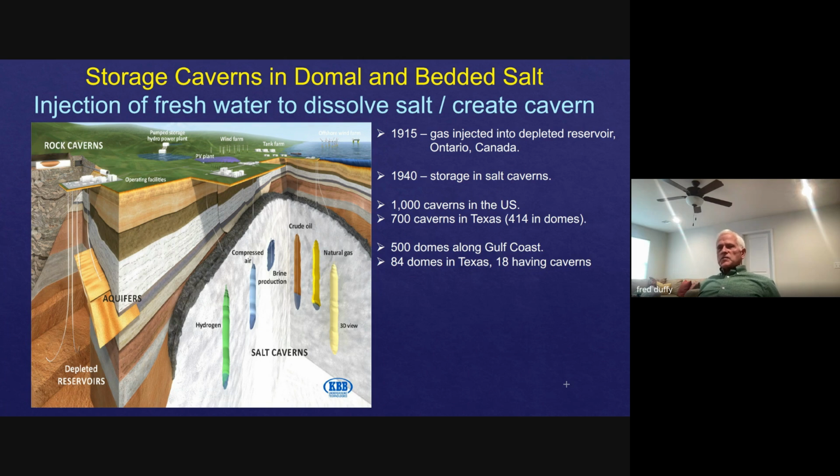And of those 84 domes in Texas, 18 have caverns, and once again, those 18 separate salt domes have a total of 414 caverns. Looking at the slide, these caverns can temporarily hold or store hydrogen, compressed air, brine, crude oil, and natural gas. And there's quite a bit of technology behind this. Basically, they'll drill a pilot hole into the salt. They'll inject fresh water to dissolve the salt, bring it to the surface, and then they'll run in there with a survey, some type of sonar device, and get a 3D image of it. And they can create these caverns with a fine engineering technique where, when it comes to the shape and the volume, they have good control of that. It's almost like directional drilling.